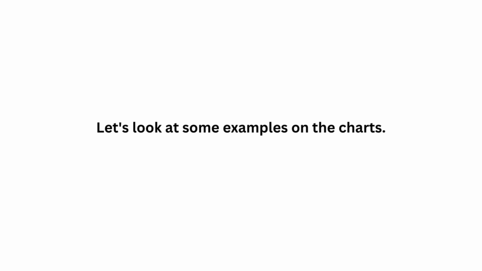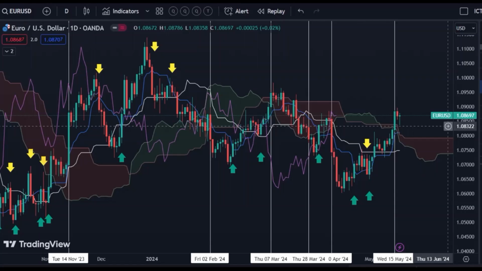Let's take a look at some examples on the charts. Here we have the Euro USD. Whenever there's a line, that's a Kumo breakout. The arrows indicate moves across the Tenkan-sen or conversion line. As we can see, every time the Kumo breakout happened, we waited for the second candle, and that would have been a positive confirmation, and price moved to the upside.